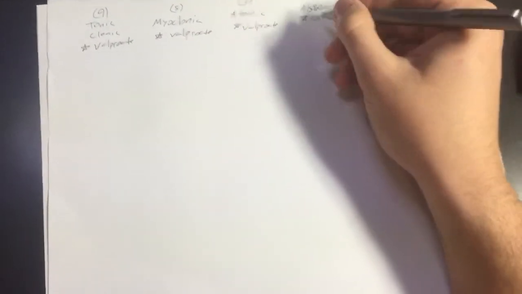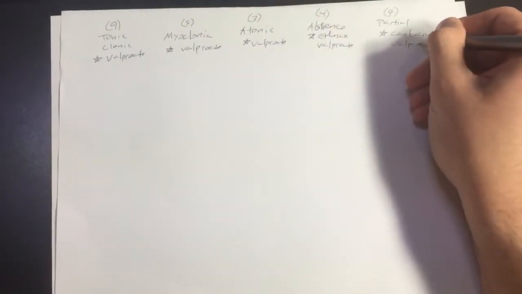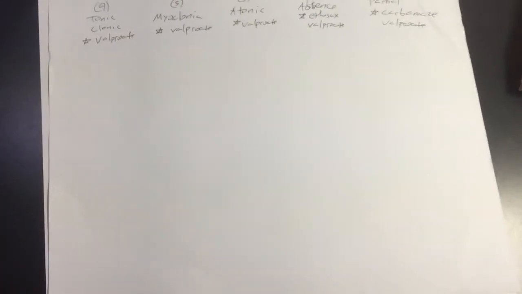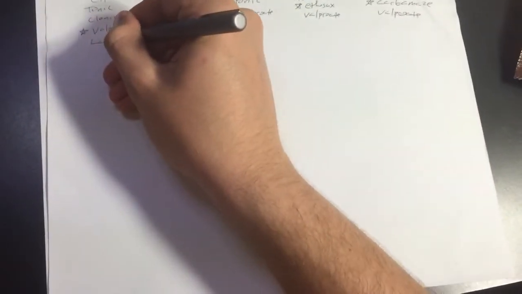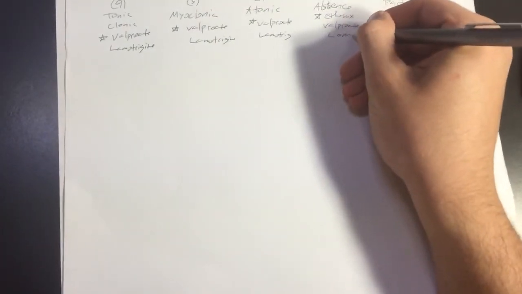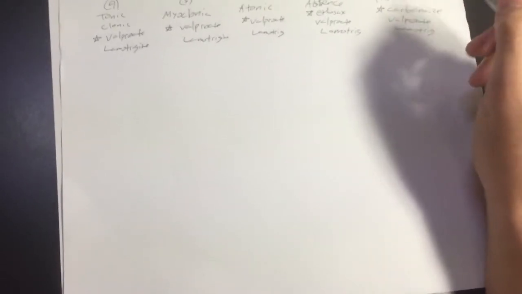All right, and we said valproate was in all of them, so I'm going to go ahead and list that under these 2. Okay, now there's one other drug that's in all 4 categories. That one I remember is the LAM, the lamotrigine. All right, so that's in there.